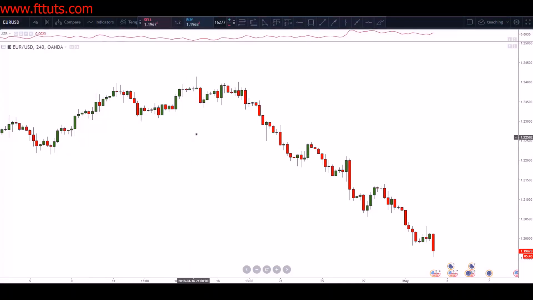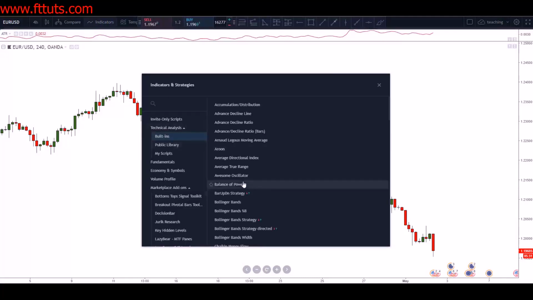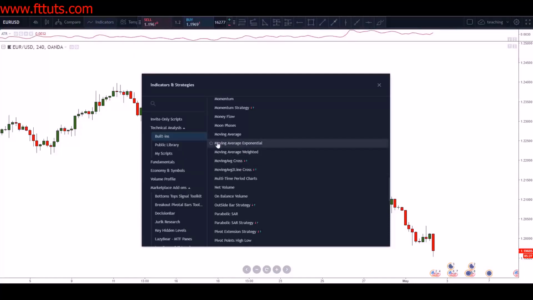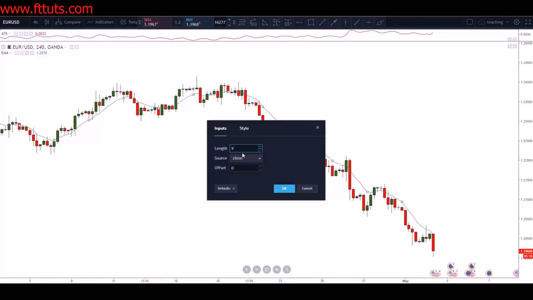What is the other indicator we're going to use? Well, it's an exponential moving average. Same thing, in order to find that, we go up here to indicators, top left-hand side of your screen, click that, and scroll all the way down to moving average exponential right here. This is all in the built-ins of the indicators list on TradingView. Click that. Now, this comes originally with a 9.